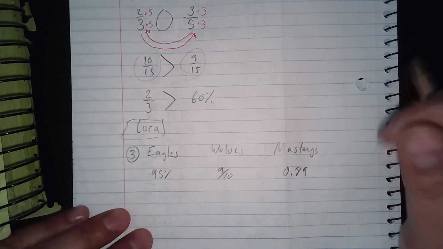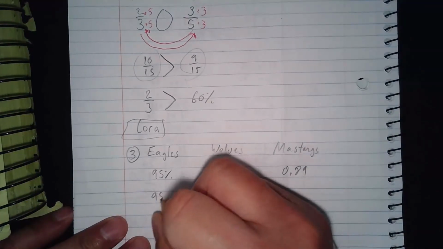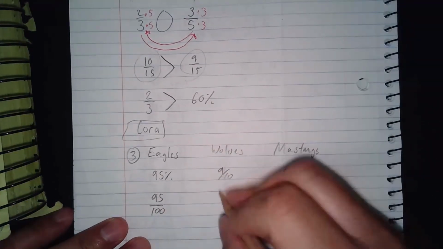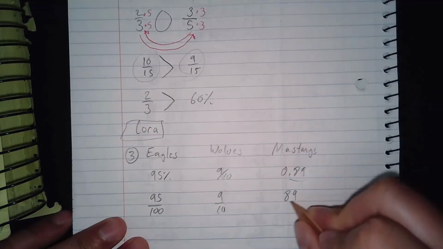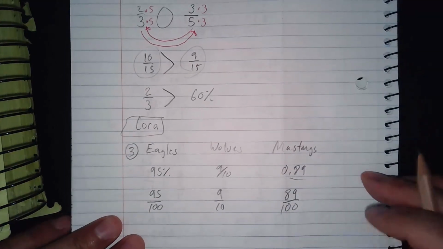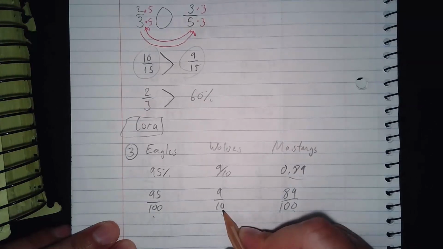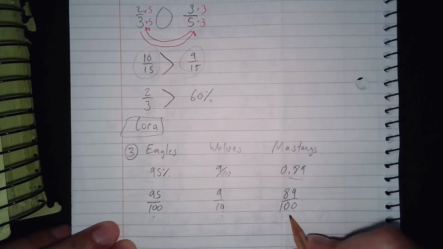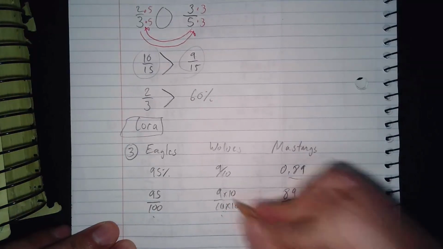Alright, it says we want a fraction. Which one has the greatest fraction? So I guess we have to change them all to fractions. Alright, 95 hundredths. 9/10 is already a fraction, that's no biggie. 89 hundredths is 89 per hundred. We need a common denominator. I know 10 can go up to 100. We can make 10 groups. We can scale up by a factor of 10.